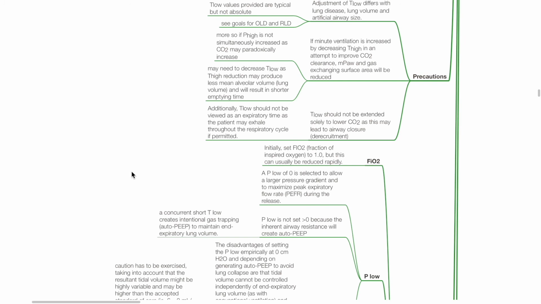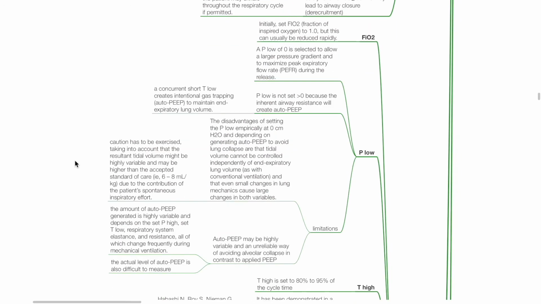FiO2. Initially set FiO2 at 1, but this can usually be reduced rapidly. P-low. A P-low of 0 is selected to allow a larger pressure gradient and to maximize peak expiratory flow rate during the release. P-low is not set more than 0 because the inherent airway resistance will create auto-PEEP. A concurrent short T-low creates intentional gas trapping to maintain an expiratory lung volume.